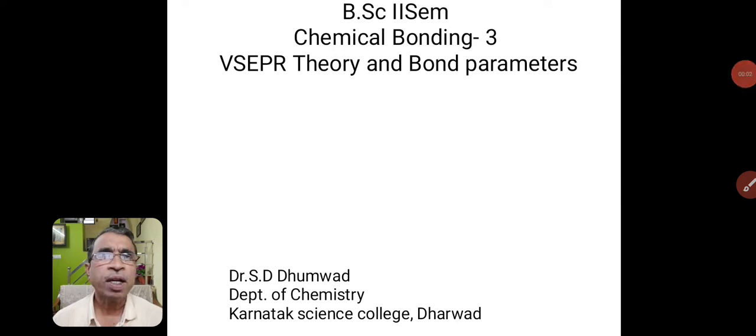Dear students, in the last class, we studied the covalent bonding of the Lewis theory. According to the Lewis theory, a covalent bond is formed by sharing of unpaired electrons between two atoms, and we come across two types of covalent bonding: non-polar covalent bonding and polar covalent bonding. Non-polar covalent bonding exists between two atoms of the same element. Polar covalent bonding exists between two atoms of different elements.